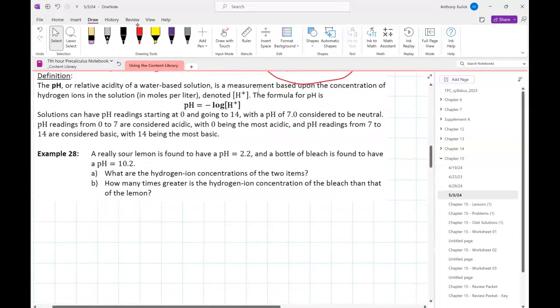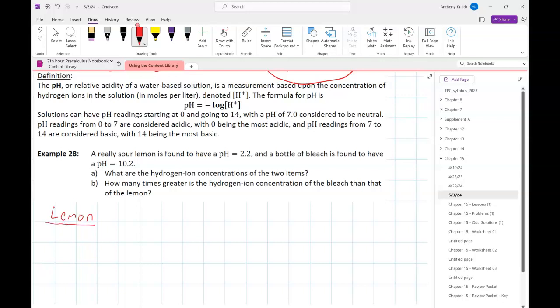So it says a really sour lemon is found to have a pH of 2.2, and a bottle of bleach is found to have a pH of 10.2. What are the hydrogen ion concentrations of the two items? Okay. Sure. So let's do the lemon first, since it was listed first. So I'm going to just plug in to my formula. I know the pH is 2.2. And I'm going to put a little subscript L down there for lemon.